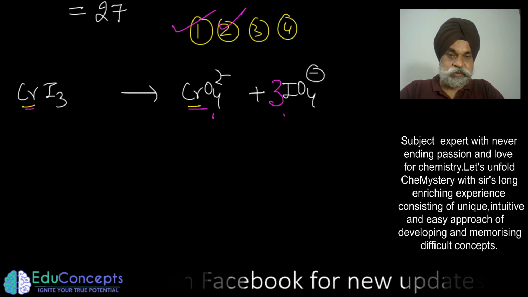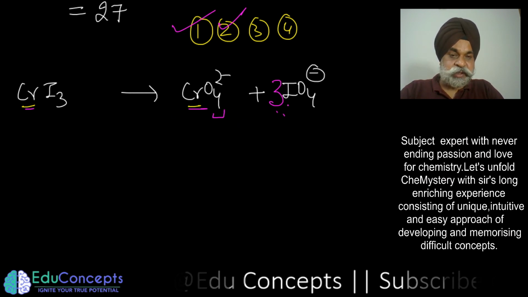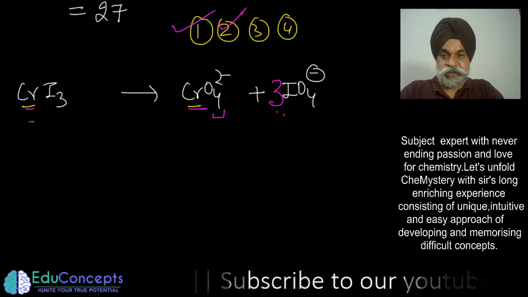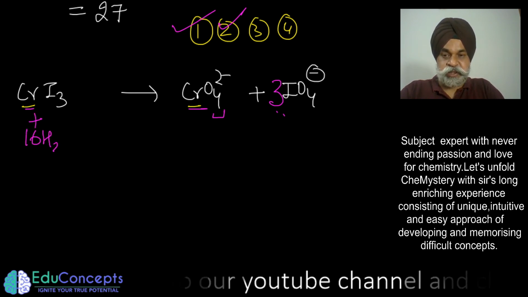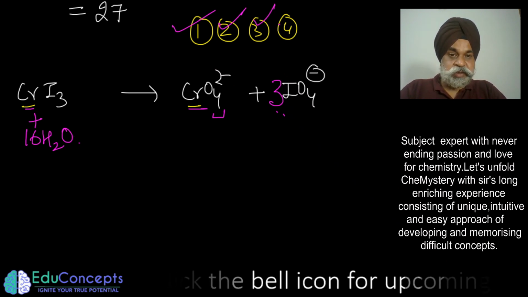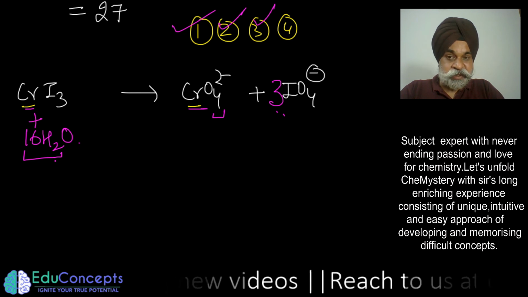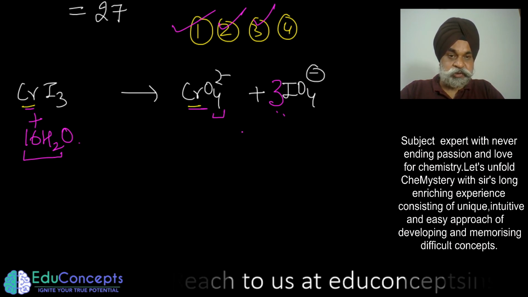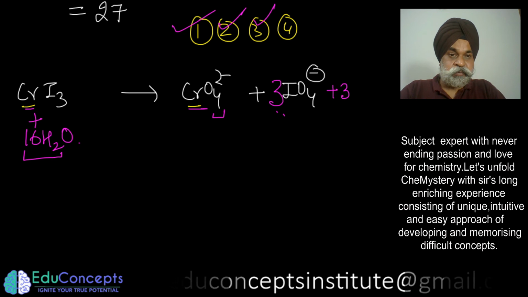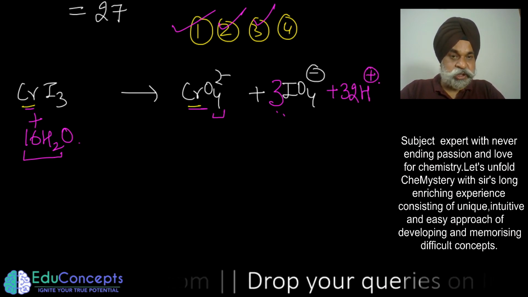So how many oxygen do you have? 4 and 12. So 16 oxygen atoms are there on the product side. So I should put 16 water on the reactant side. As simple as that. Now the third point is you have to balance the hydrogen atoms. So how many hydrogen atoms do you have on the reactant side? 32. So I should put 32 H positive ions. So H positive ions also got balanced.